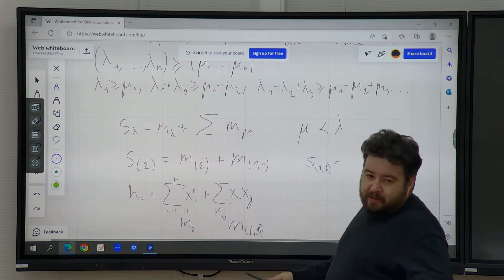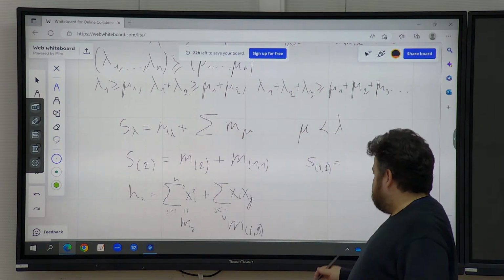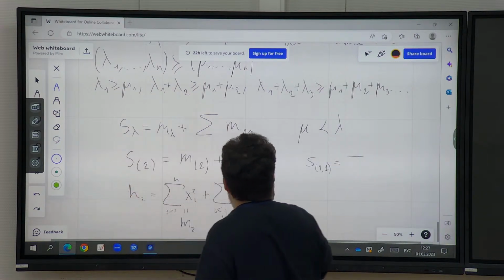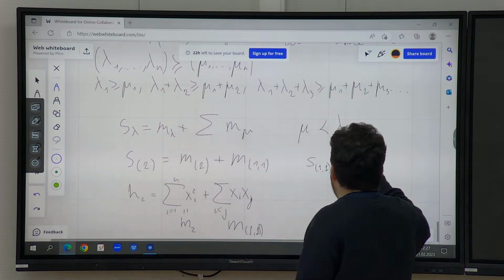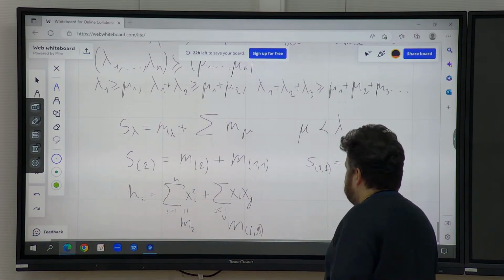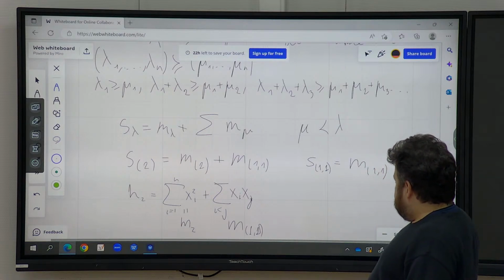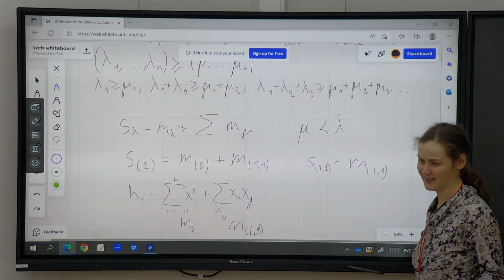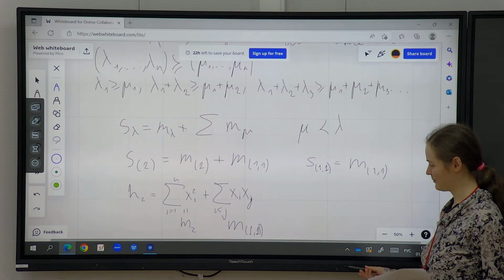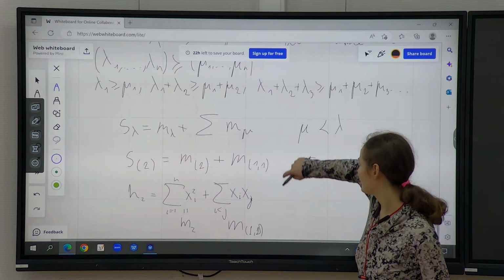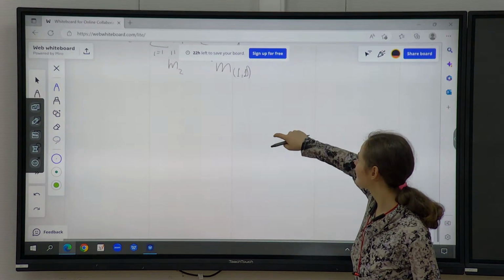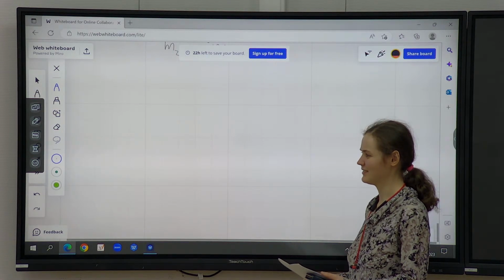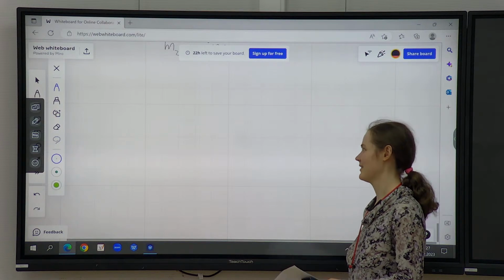If you take S11, this guy is minimal in the dominance order. He's just m11. Okay, so it is another proof that Schur polynomials form a basis of the ring of symmetric polynomials. An integer basis, right? So, basis over the integers.